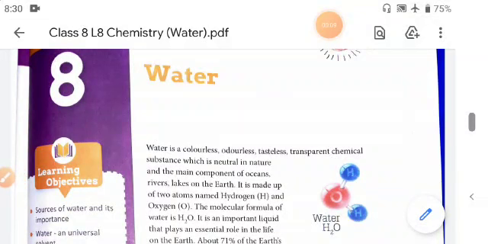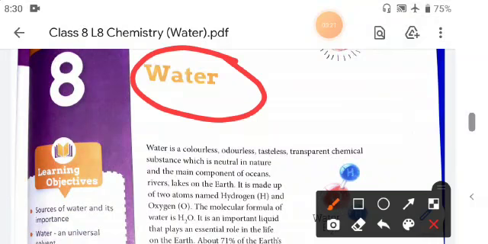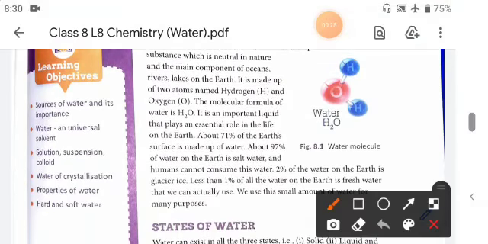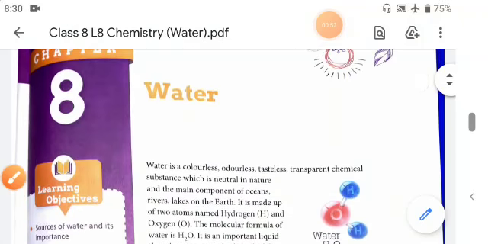And today we will study chapter number 8. The name of this chapter is Water. In this chapter, we will study the given objectives: sources of water and its importance, water as a universal solvent, solution, suspension, colloids, water of crystallization, properties of water, hard water and soft water. So let's start the chapter.